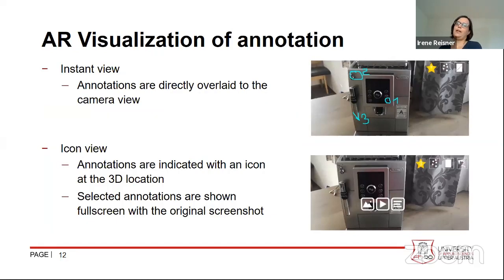And in the mobile app, we have two different visualizations of these annotations. In the instance view, which you see in the top image, the annotations are directly overlaid to the camera view, so it's also possible to look at them from different viewpoints. And in the icon view, all annotations are just indicated with an icon at the 3D location. And when the user clicks on this icon, then the selected annotations are shown full screen and with the original screenshot.